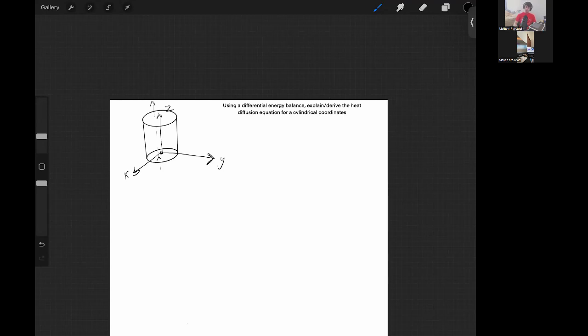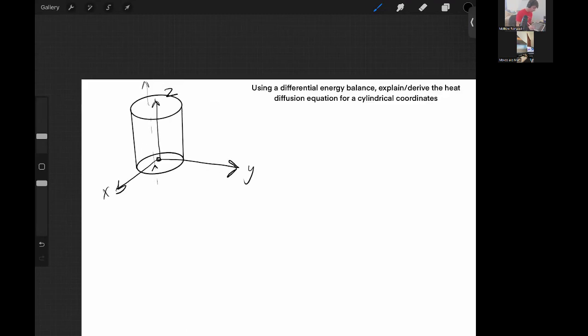In this video, we are going to be deriving a heat diffusivity equation for cylindrical coordinates by using differential energy balance equations. So, we have a system here where we have a cylinder that is extending across the z-axis and has an x and y coordinate.